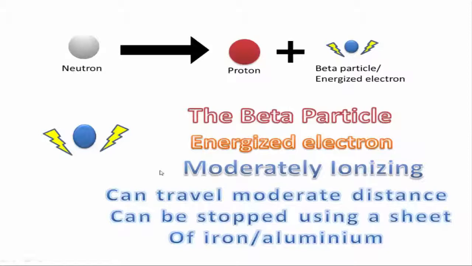The beta particle is an energized electron. It's actually an electron with a high kinetic energy. It is moderately ionizing, less ionizing than alpha and more ionizing than gamma. It can travel moderate distances. It can be stopped using a thin sheet of aluminium.